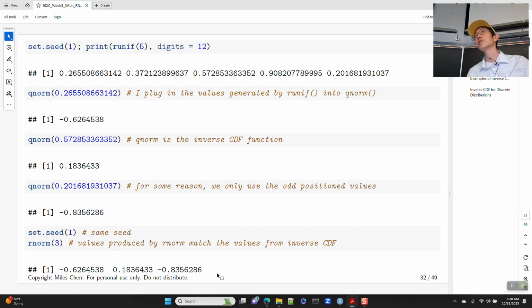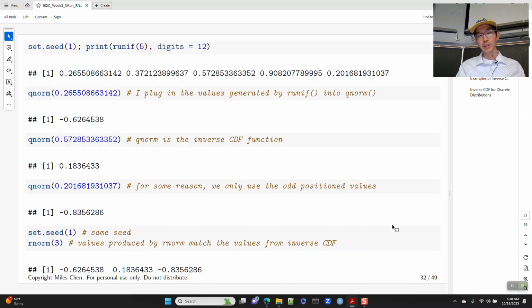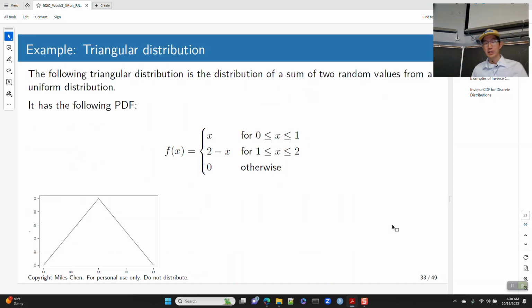So it's interesting that our computer generates random uniform values and then plugs them into the inverse CDF, or at least an approximation of the inverse CDF that is a good enough approximation here. So we have that, which is pretty neat.